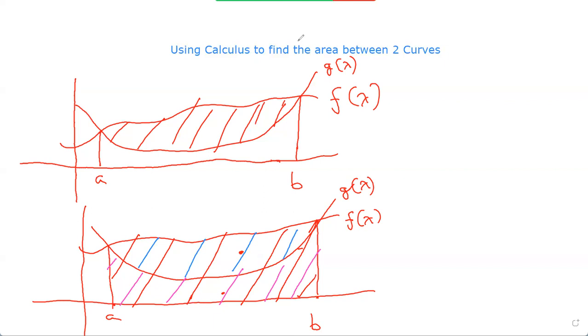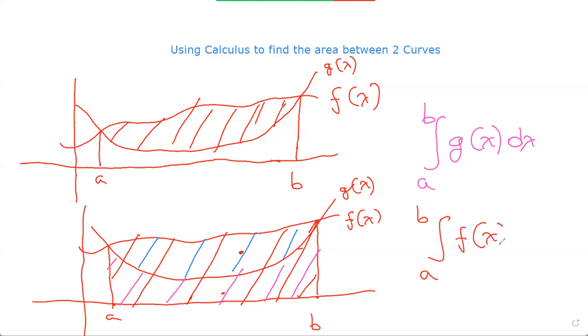So what is the area of the part in pink? That would be the integral from A to B of g of x dx. And the area of the part in red would be the integral from A to B of f of x dx. So now we subtract the red and pink. The area of the shaded region in blue would be the integral from A to B of f of x minus g of x.